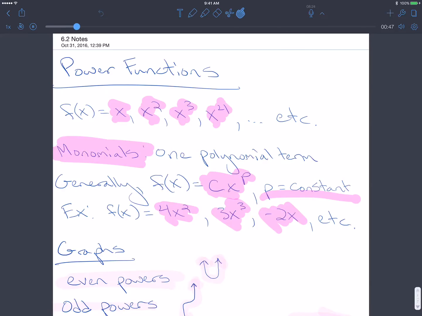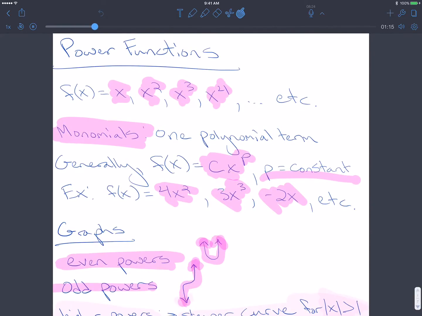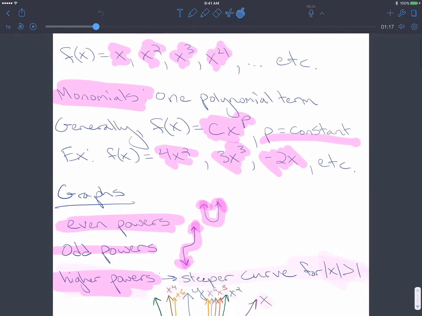These are particularly useful because we know what their graphs look like, and so if we combine this section with 6.1, where we're adding functions together, we can construct what a polynomial that has multiple terms looks like from its composite pieces. So if you have an even power of x, the general form of it is like a parabola. It's very similar to a parabola. If you have an odd power, it looks more like an x cubed that just gets steeper and steeper with higher powers. So higher powers will have a steeper curve on values of x that are greater than 1.